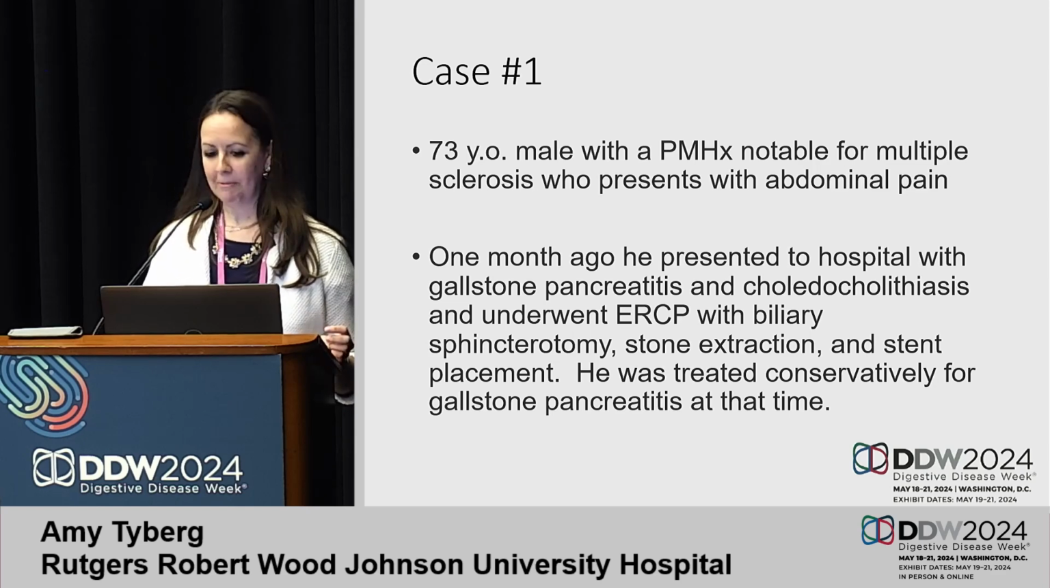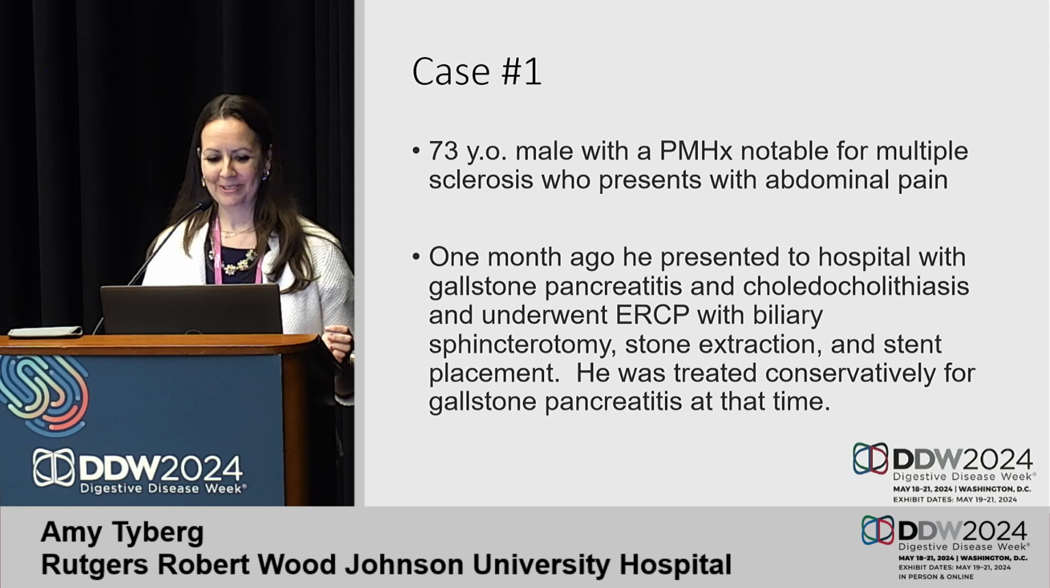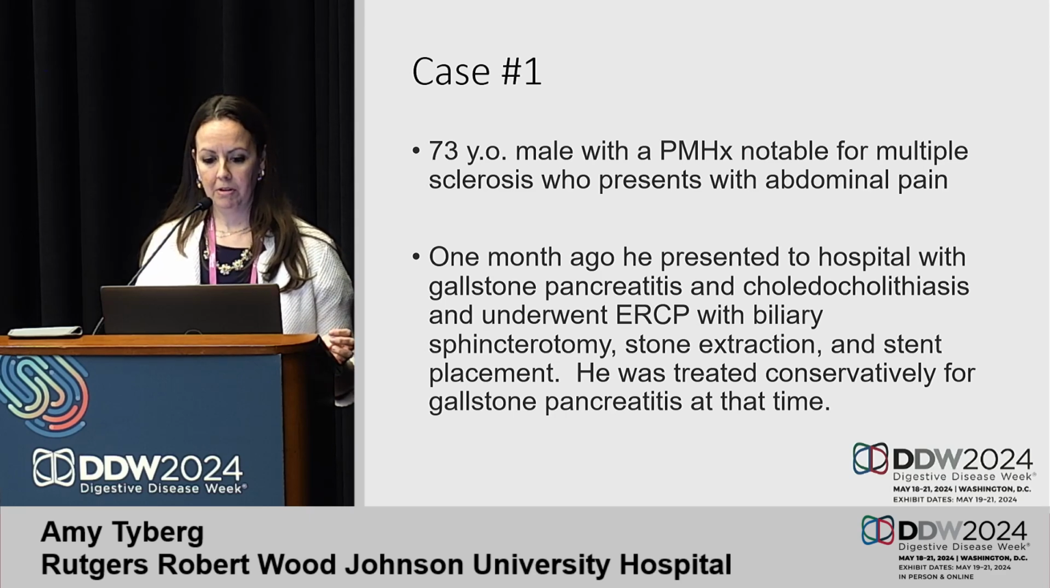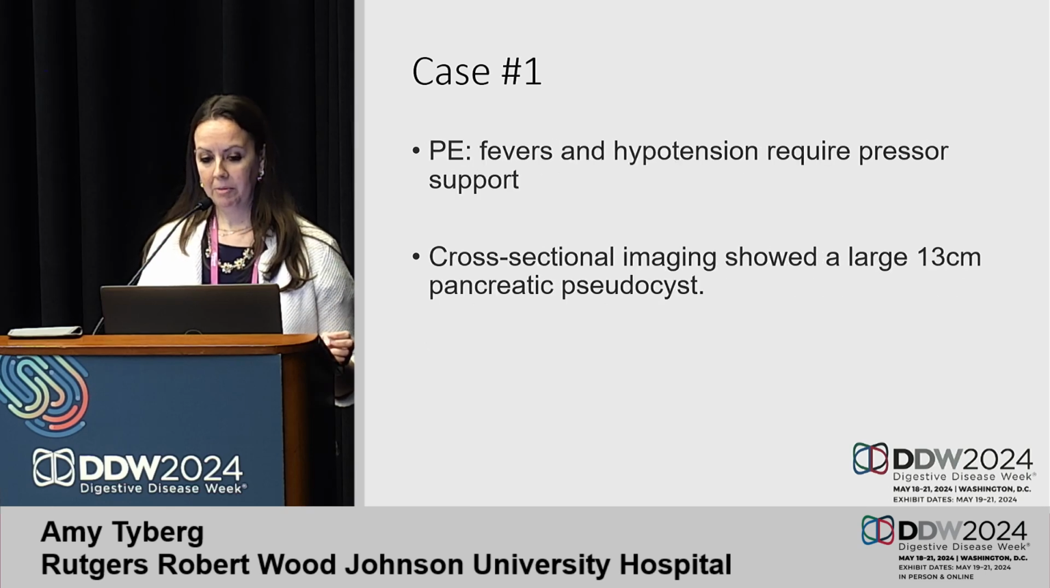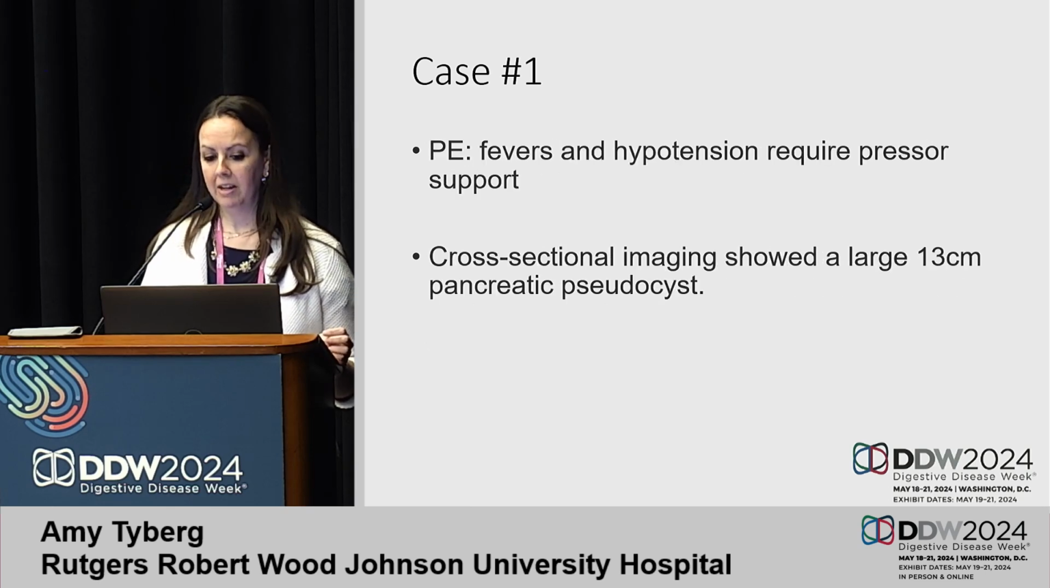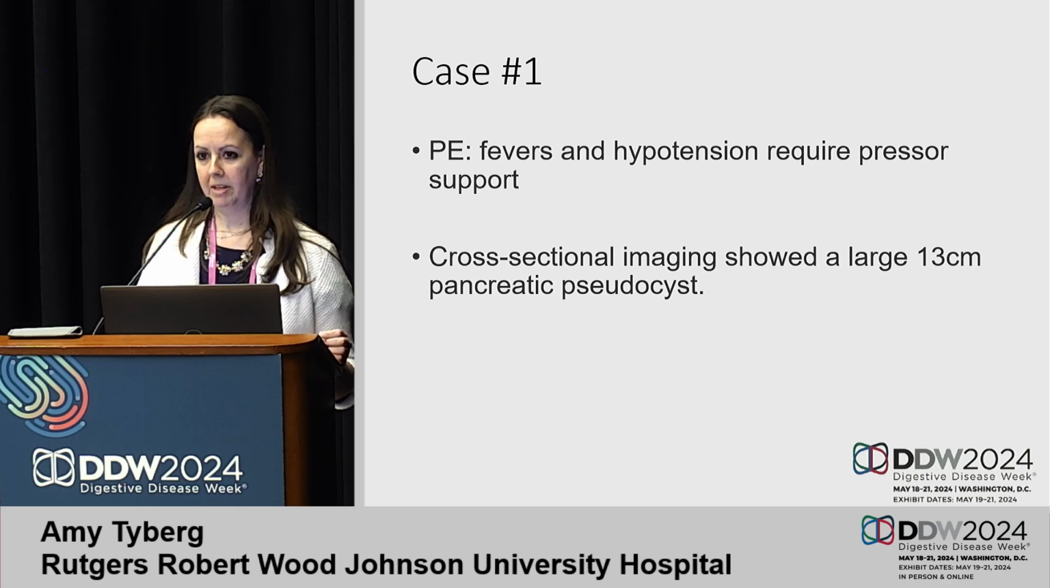This is actually a case one of my partners saw right before coming to DDW, a 73-year-old male, past medical history just notable for multiple sclerosis, who presented with abdominal pain. His pertinent recent history was that a month prior, he had presented to the hospital with gallstone pancreatitis and choledocholithiasis, and underwent ERCP with biliary sphincterotomy, stone extraction, and stent placement. He was treated conservatively at that time. When he presented to the hospital, he was quite ill. He was febrile, hypotensive, and requiring pressor support in the ICU.